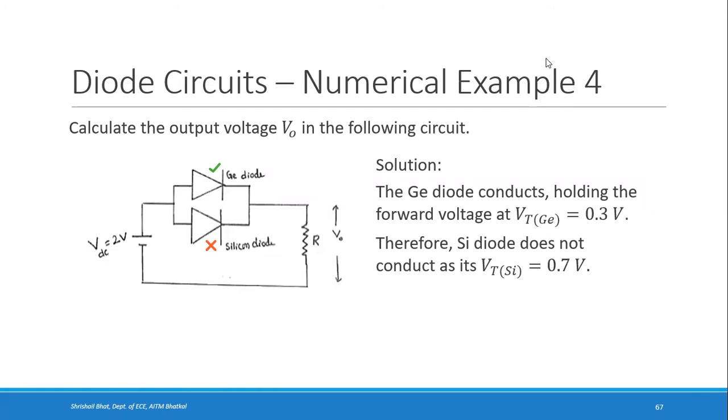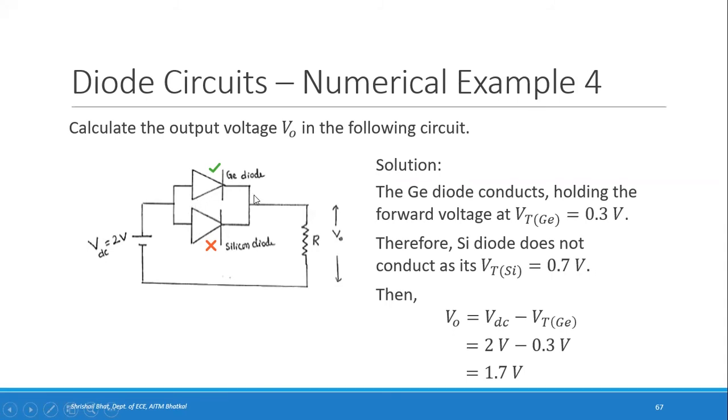So that way you can calculate it as V0 is VDC minus threshold voltage of germanium. VDC is given as 2 volts. Threshold voltage of germanium is 0.3 volts. So what is the value of V0? It is 2 minus 0.3. That is 1.7 volts.